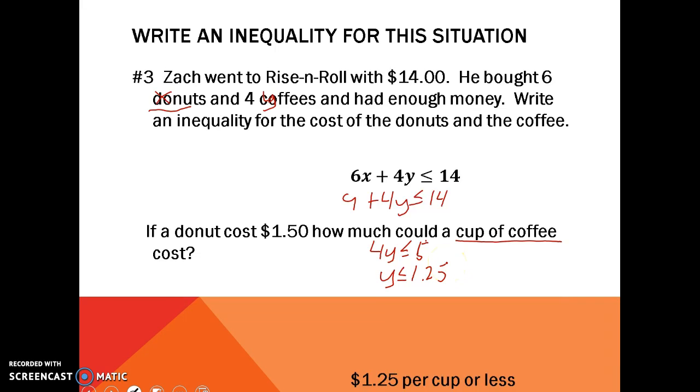Which means the answer to the question is he can spend $1.25 per cup, or it could be less than that. Because all we know is that he had enough money. He could have had change, which means that it would not be $1.25. It would be less than that. But all we know is that it's $1.25 per cup or less. So that's what this assignment is about. We're still going to be graphing these inequalities in order to solve them. But that's what we are talking about here in assignment number 9.